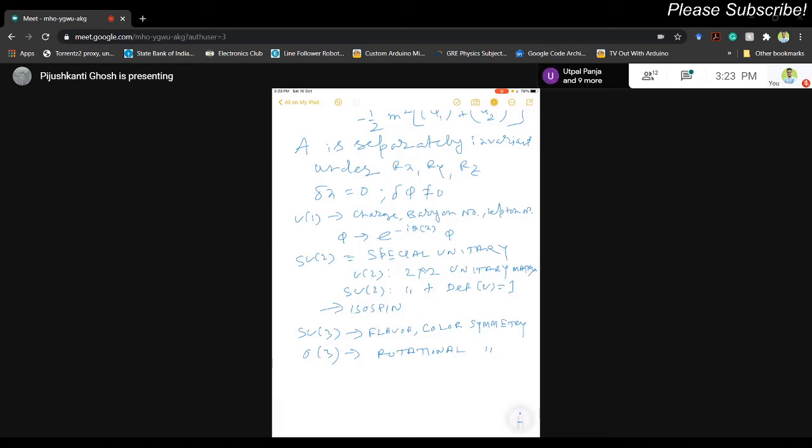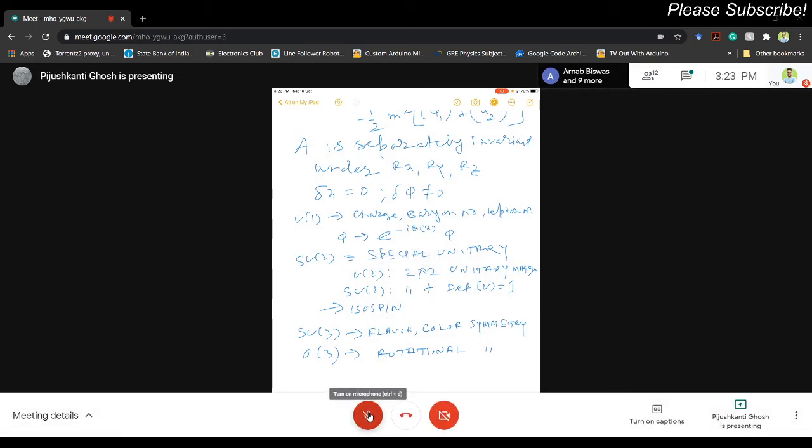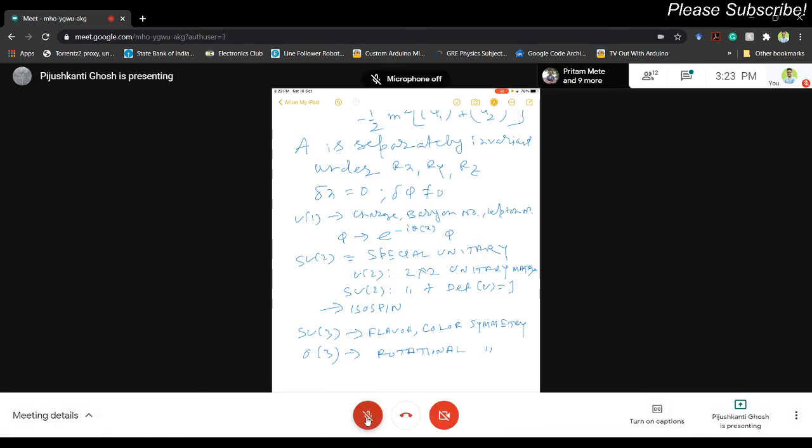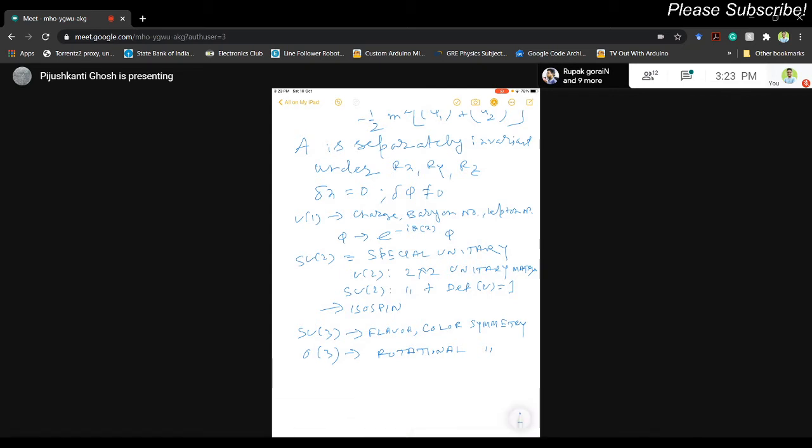How many types of quarks are there? Up quark, down quark, strange quark. Okay. হ্যাঁ, পাঁচটা হলো। Strange. Okay, so this flavor symmetry is related to the number of quarks.